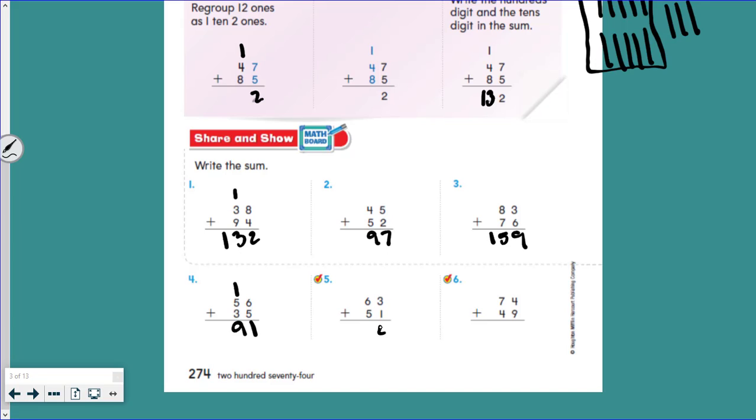3 and 1 is 4. 6 tens and 5 tens is 11 tens, so 100 and 1 ten. 4 and 9 is 13, so 1 ten and 3 ones. And then 1, 7, and 4 is going to be 12. Right? Yeah, 7, yep, 12. So that's 100 and 2 tens, so 123. All right, let's try some more.